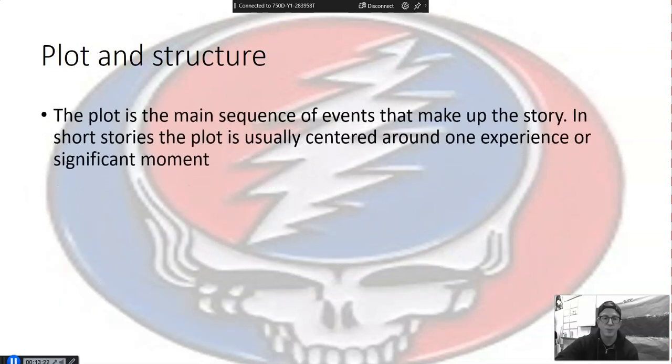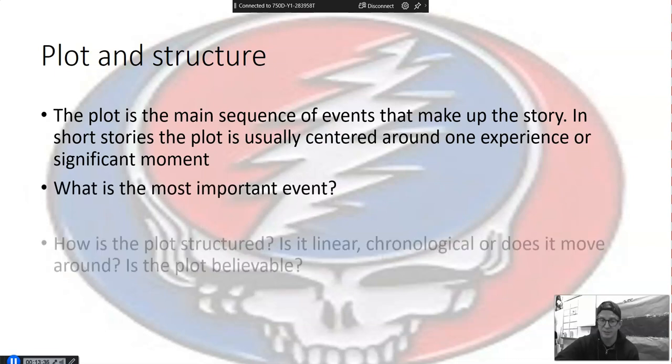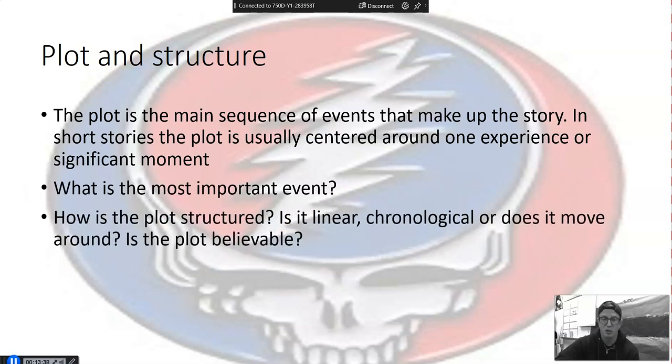Plot and structure. The plot is the main sequence of events that make up the story. In short stories, the plot is usually centered around one experience or a significant moment. What is the most important event? How is the plot structured? Is it linear, chronological, or does it move around? Is the plot believable?